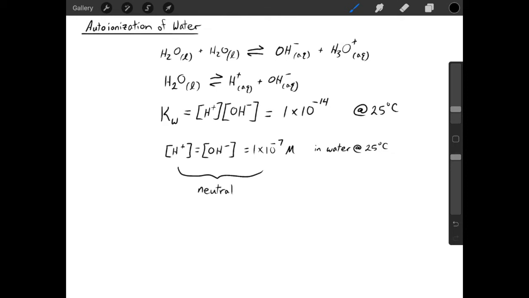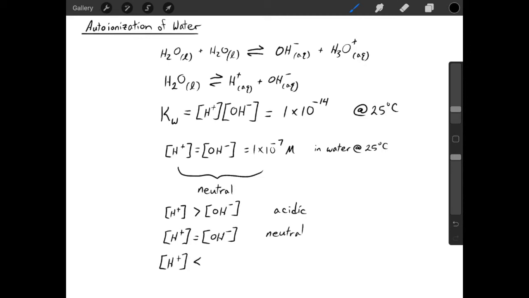And then if you shift these concentrations by adding either an acid or a base, the concentrations will no longer be equal, and you're going to have either an acidic or a basic solution. So in a situation where your H plus ion concentration is larger than your OH minus concentration, you have more H pluses than OH minus, you have an acidic solution. And then when you have more OH minus and less H plus, you have a basic solution.